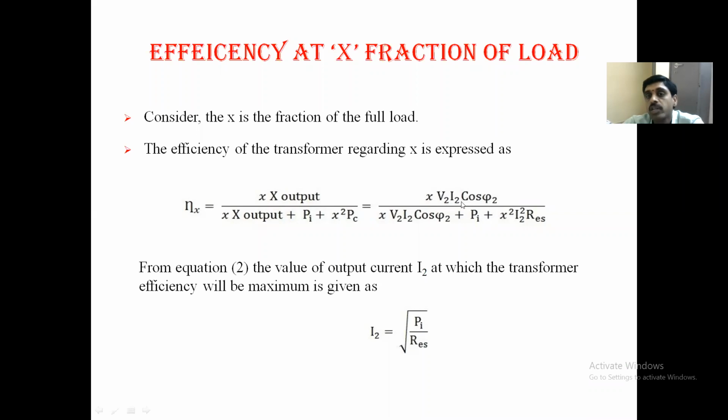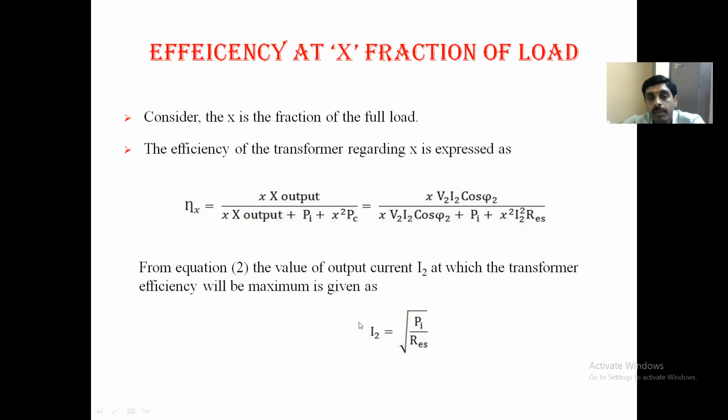So that's why wherever I is there, it is multiplied by X. Therefore, ηx = X V2 I2 cos φ2 divided by X V2 I2 cos φ2 plus iron loss, which, as I said, is constant irrespective of the load. And because the copper loss is I2² R2, you will write X² I2² R2 or R2e. Some nomenclature takes R2e, some takes R2. Both are the same. So this is the formula for calculation of efficiency at any load.